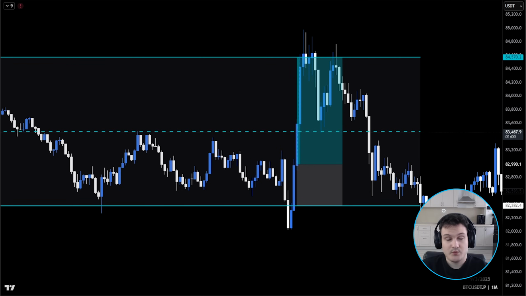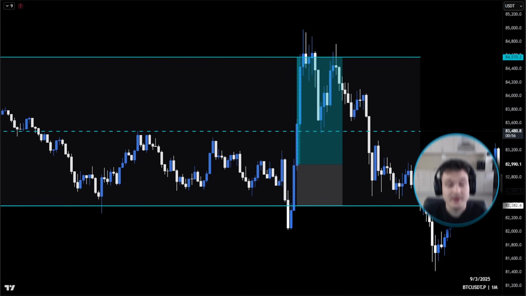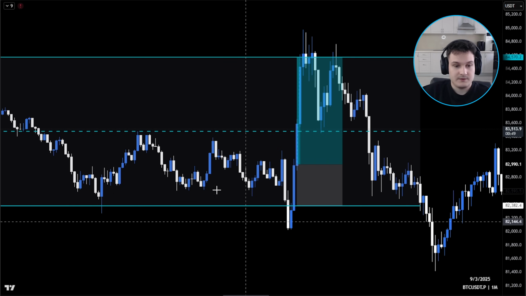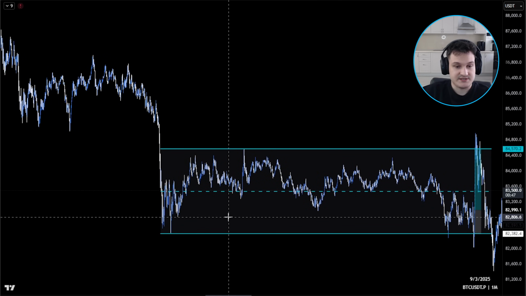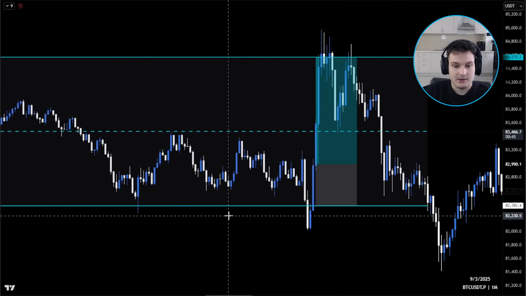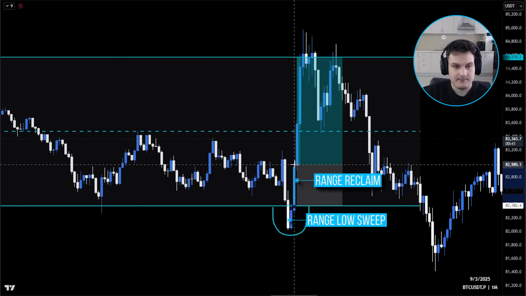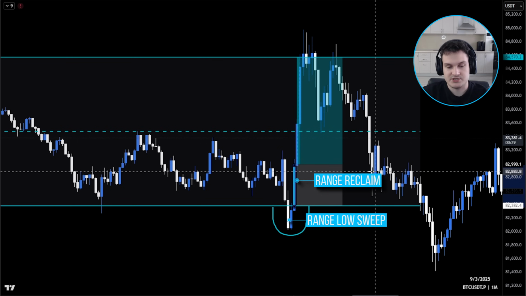Now, range trading should be pretty clear to you in theory, but practice is always harder. So let me actually show you a trade that I took on my personal MyCryptoFunded account last week. So this was the range that price was trading inside. And on New York Open, you got this beautiful range low sweep and the range reclaim. That's our first two steps of range deviation.